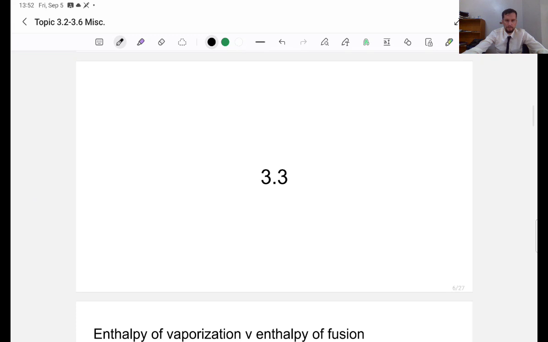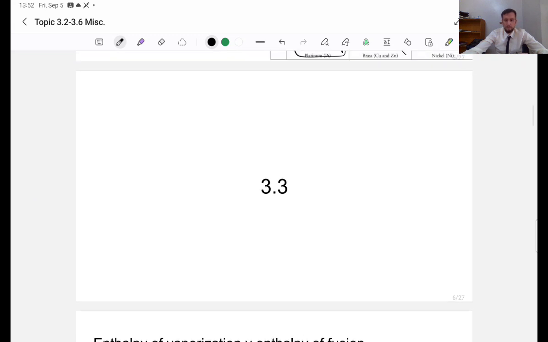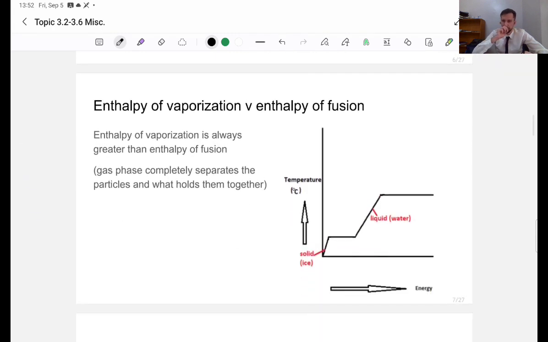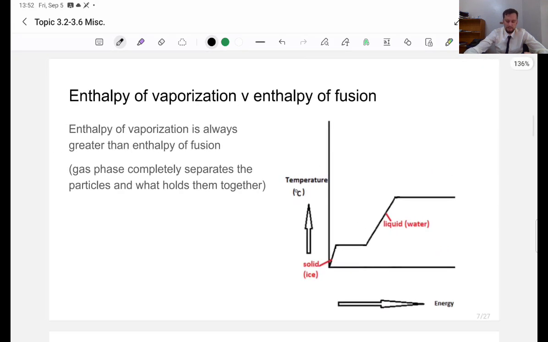Okay, let's talk about 3.3. What things from 3.3, just looking at practice problems, I think are important to keep in mind or things to know. So I would say know that enthalpy of vaporization is always greater than enthalpy of fusion. In other words, the energy to cause something to become a gas from a liquid is always greater than the energy it will take to go from a solid to a liquid. So liquid to gas will always take more energy.